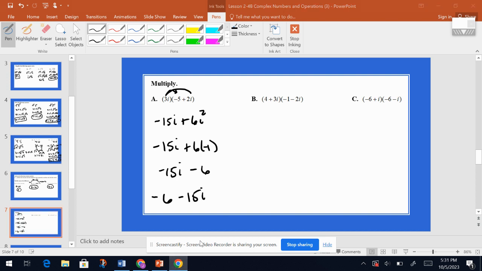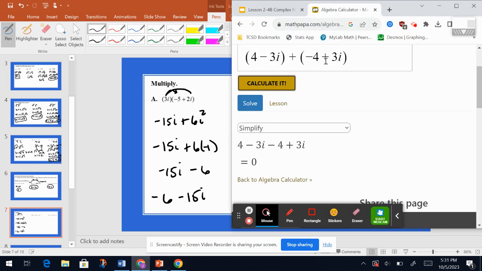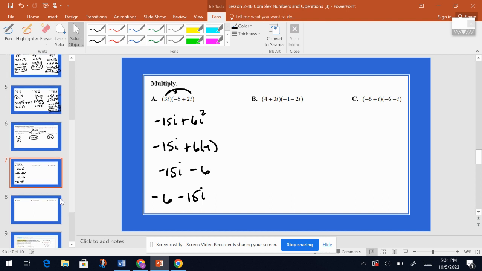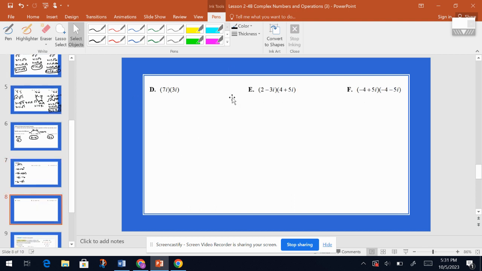Again, if you got the calculator out and typed in these two exact imaginary numbers, 3i, then multiplied that by -5 plus 2i, and clicked calculate, it gives me the exact same thing that I just got here, and it puts it in standard form. I don't want to spend a bunch of time on this right now. I'm going to go over this when I get back next week. But you should be able to enter all of these into the calculator.